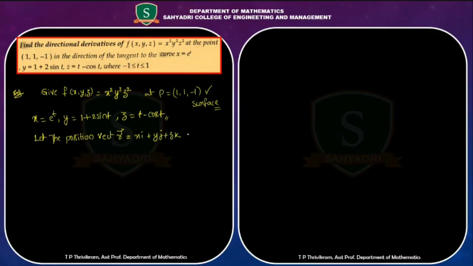Where x comma y comma z are functions of t. So we are taking the position vector in terms of x, y, z, where x, y, z are functions of the parameter t. Okay, so those are the given functions.